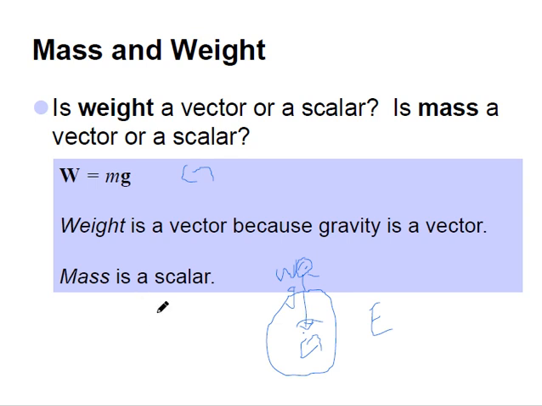Mass. When you think about mass, it's just a measure of the amount. If you think about that object there, when you carefully look at it, the object is made of something, material. That measure of the amount of matter in that body is your mass. It has only magnitude. It doesn't have direction. We don't think about this. Just pure mass right there. So therefore mass is a scalar.